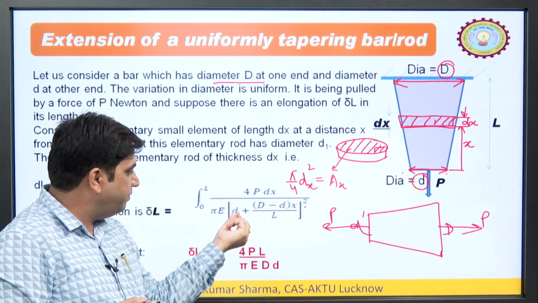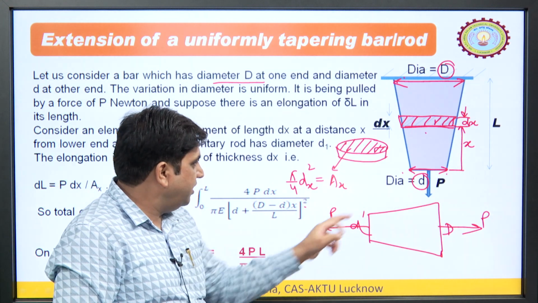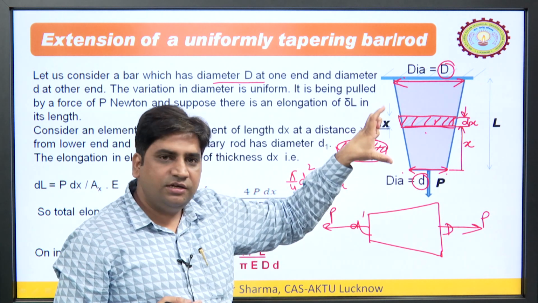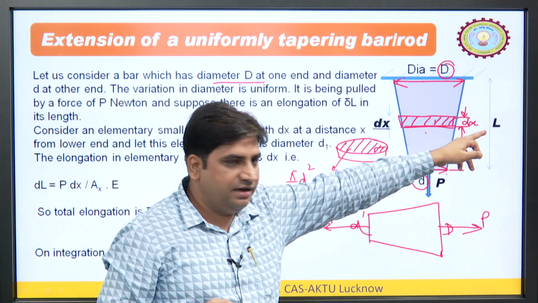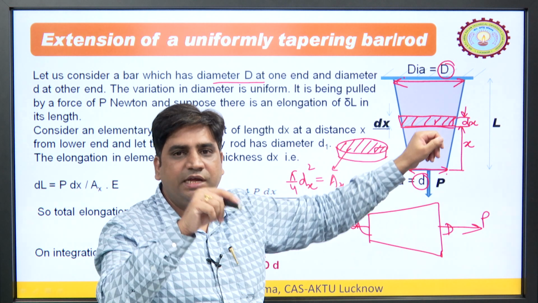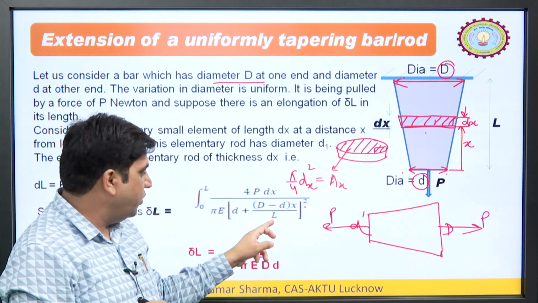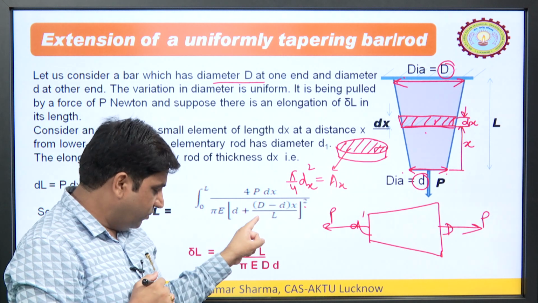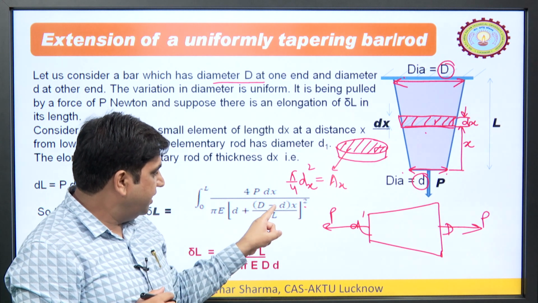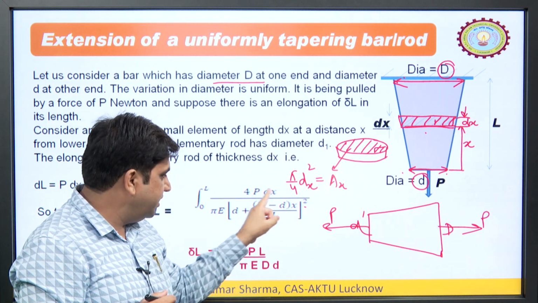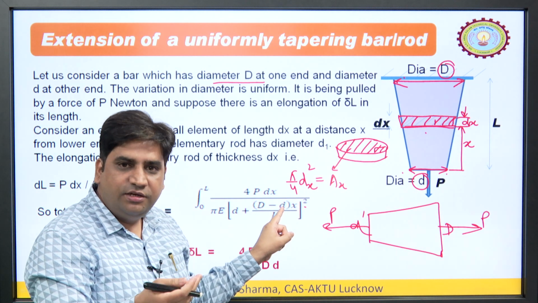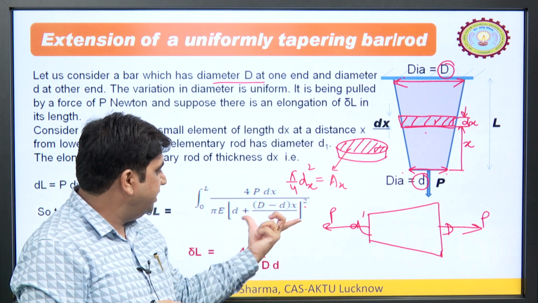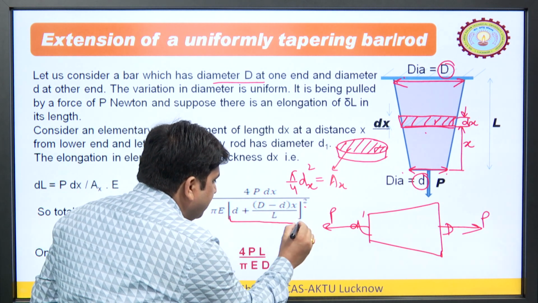So, d plus something. At this point it is capital D, and we apply the linear formula: capital D minus small d is the variation over a length L. So, for unit length it would be capital D minus small d upon L, and we have travelled a distance x. So, the formula would be capital D minus small d upon L into x. This is the factor which we have to add to d. So, what would the total diameter at this point be? This is dx.